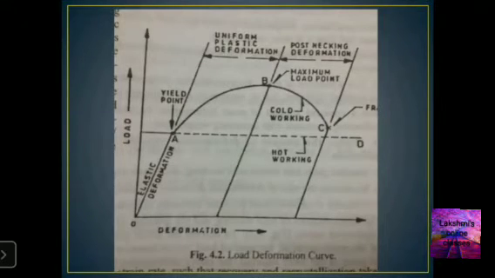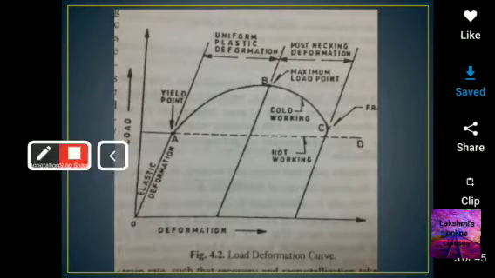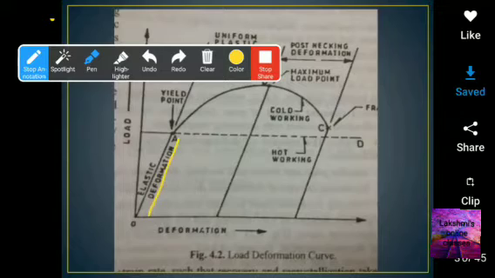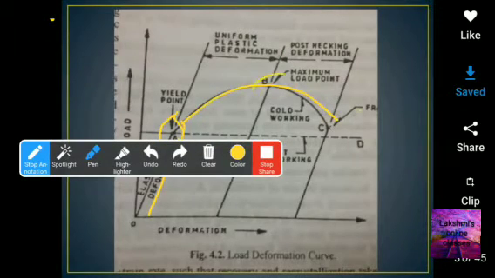Here is the load and deformation curve. You can observe this is the elastic deformation, which means no temperature is gained or lost. This is the yield point, this is the cold working process, and this is the maximum load. Starting here, this is the uniform plastic deformation, this is the post-necking deformation, and finally this is the ultimate strength of that particular specimen.